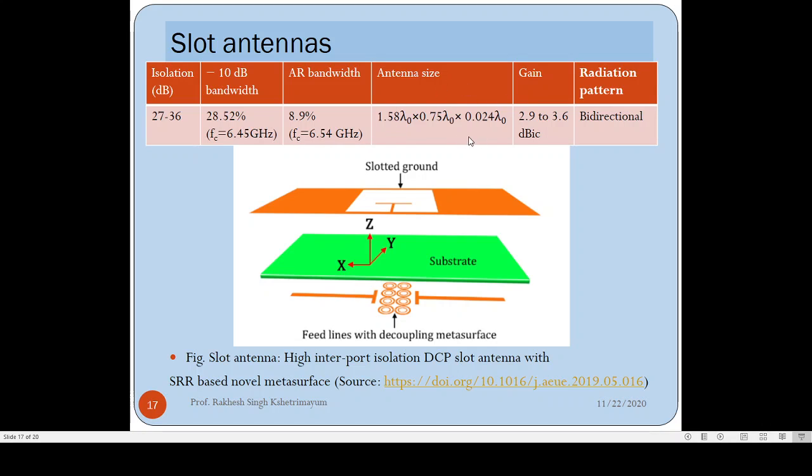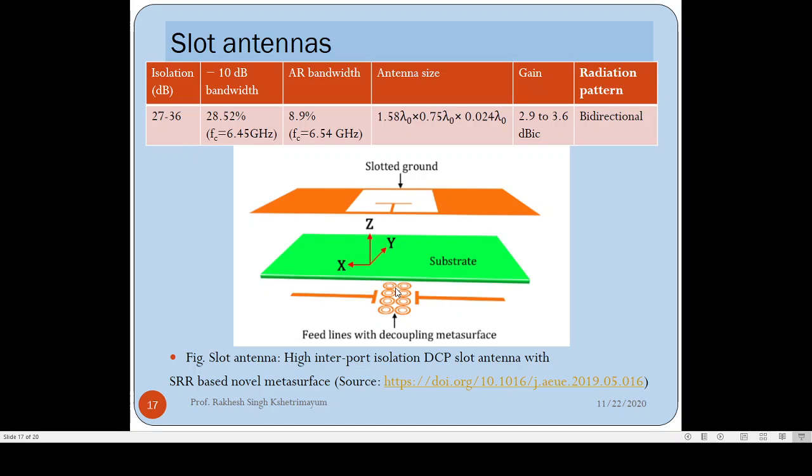And this antenna is very compact. The size is simply 1.58 lambda naught by 0.75 lambda naught by 0.024 lambda naught. This is a very compact antenna. Even after application of this metasurface, the antenna size is quite small. And as you know, all the metamaterial structures are subwavelength structures, usually with dimensions of the order of lambda by 10. So it's a very compact antenna with very good isolation. Gain was observed to be from 2.9 to 3.6, and as usual, most slot antennas will have a bidirectional radiation pattern. It will radiate in both directions because of the slot.